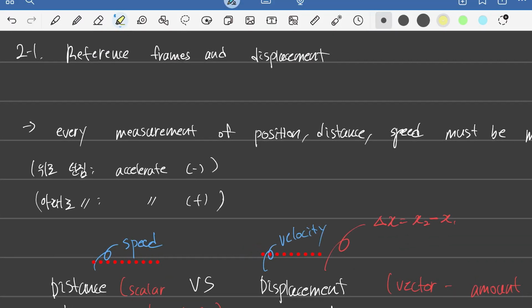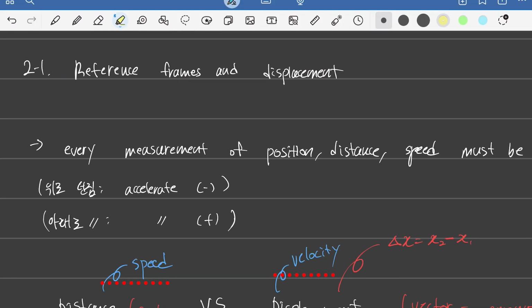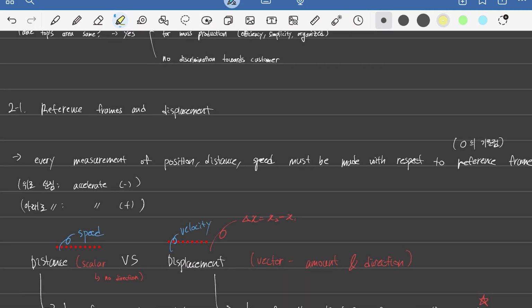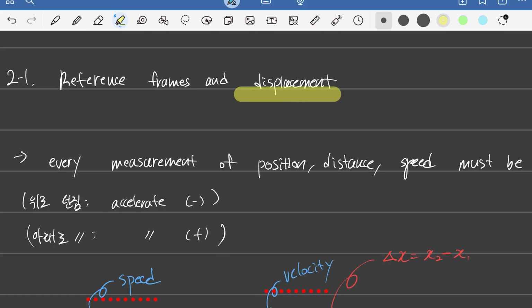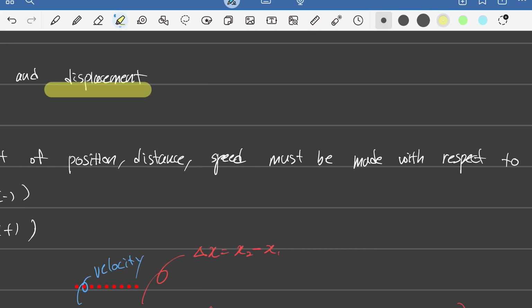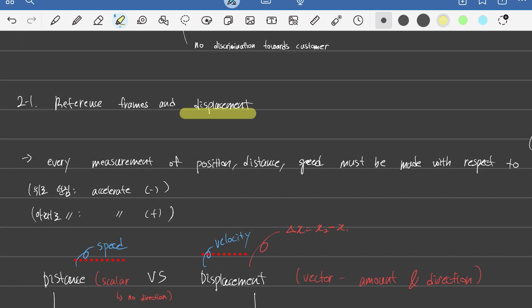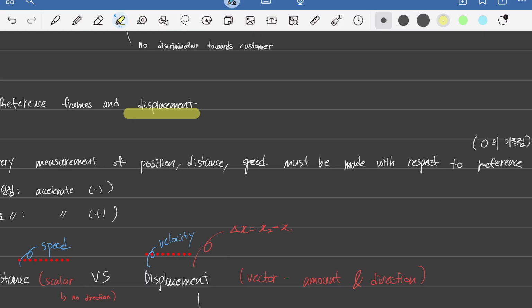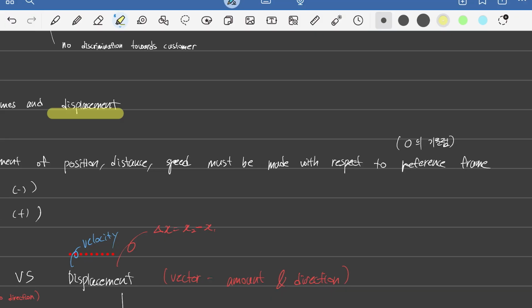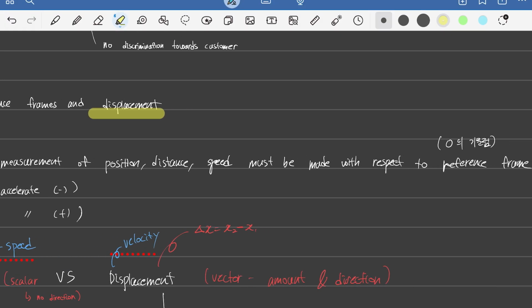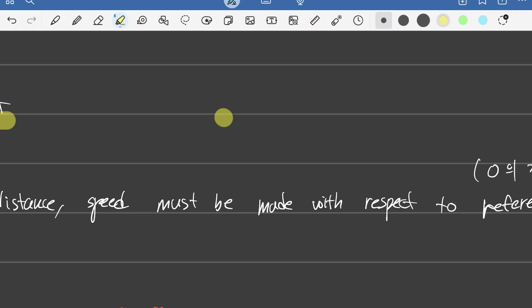So now let's go into actual physics. In this unit, we're going to talk about the velocity and the displacement. So, this is a description about displacement. Every measurement of position, distance, speed must be made with respect to the reference point. Oh, my bad. It's not about displacement. It's just a general measuring tool. Every measurement of position, distance, speed must be made with respect to a reference frame. This means that there should be a certain point that you use as a standard. You use it as a spot to determine whether this is positive or negative.